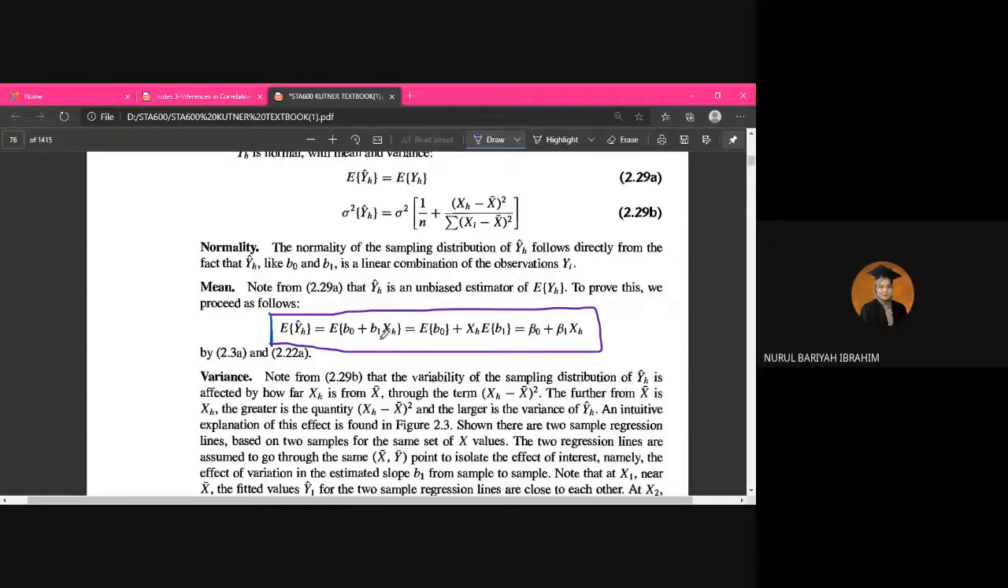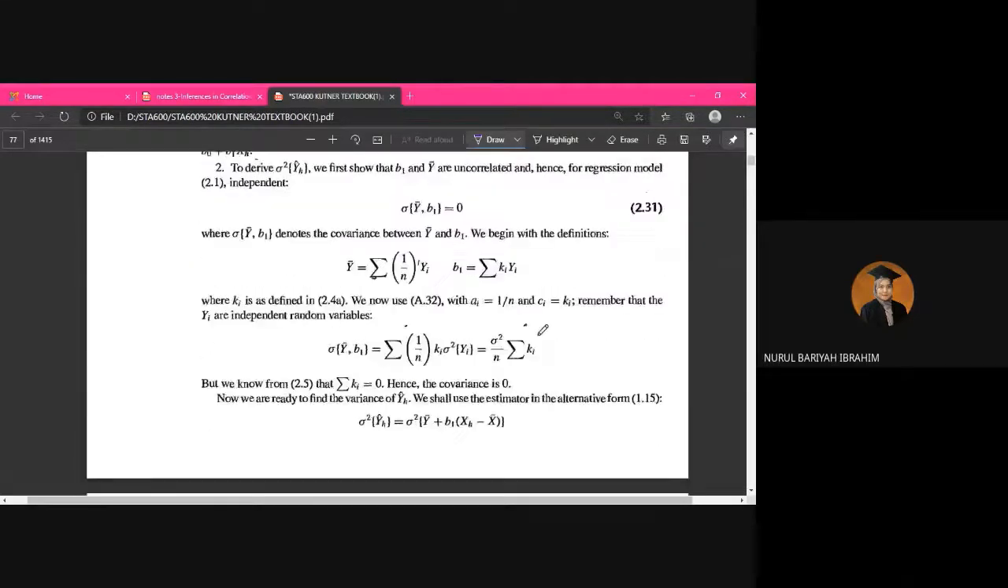Okay, and then expected of B1 XH will be XH expected of B1. So expected of B1 adalah B1. Okay, so because of that, untuk dapatkan mean response, we will use the formula of beta naught plus beta 1 XH. Beta 1, you know how to get this. We can estimate the beta naught and beta 1. The parameters, we can estimate these two parameters with the formula that you have learned before this.